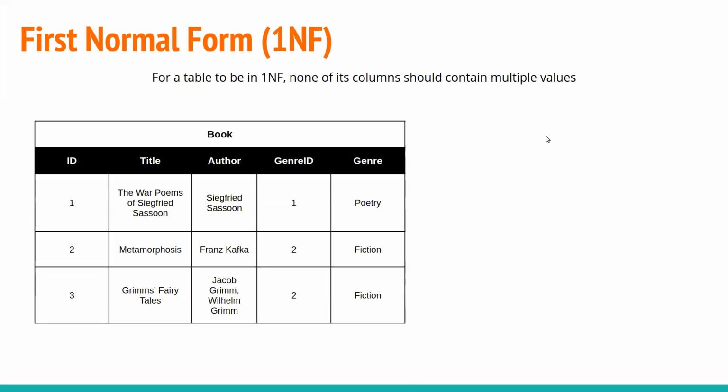But where might we have a problem in this? We've eliminated basically all of the columns now, right? So it's not ID. It's not genre ID. It's not genre. Where do you see multiple values? What here could count as multiple values?